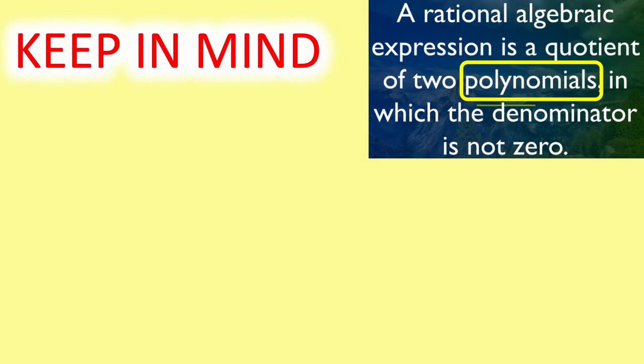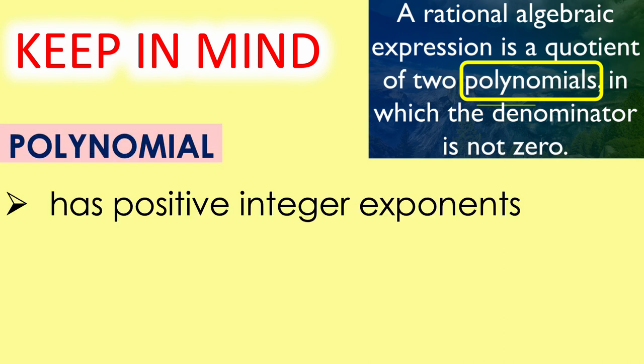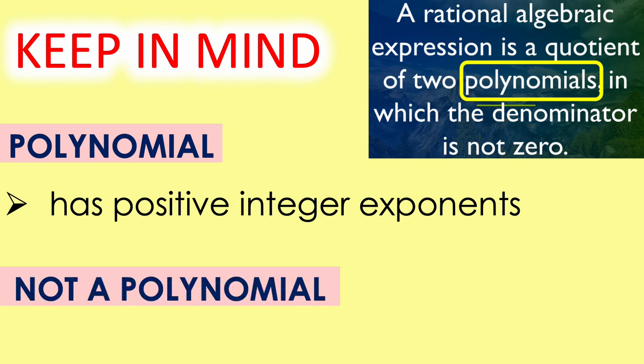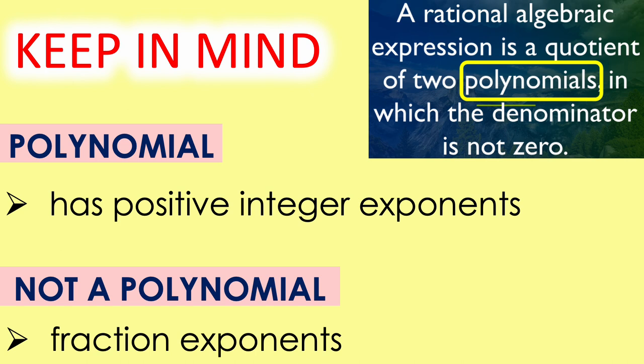So, let us keep in mind, class, that a rational algebraic expression is a quotient of two polynomials in which the denominator is not zero. Polynomial has positive integer exponents. Tandaan po ninyo, kapag ang polynomials natin ay may positive integer exponents, it is considered pa rin na RAE or rational algebraic expression. Hindi siya mako-considered na rational kung ang polynomial natin ay mayroong fraction exponents.